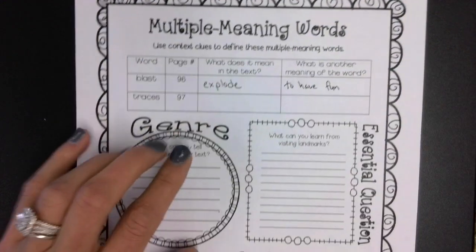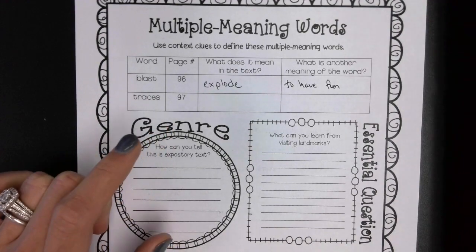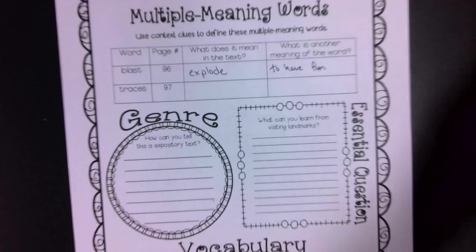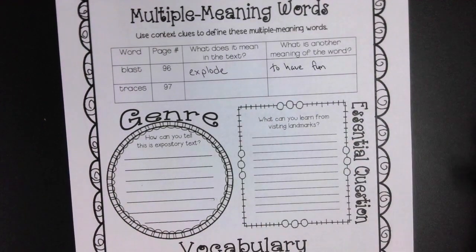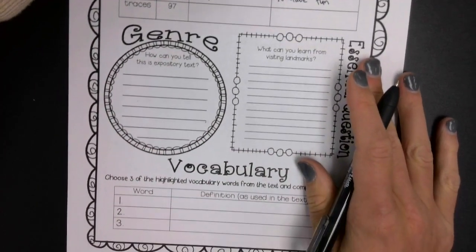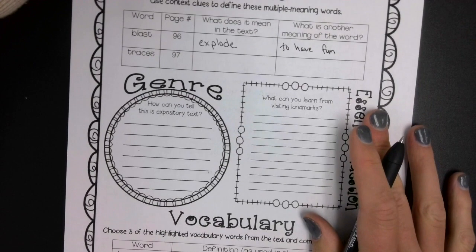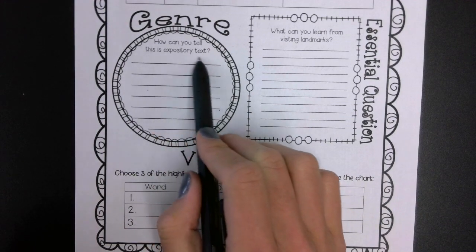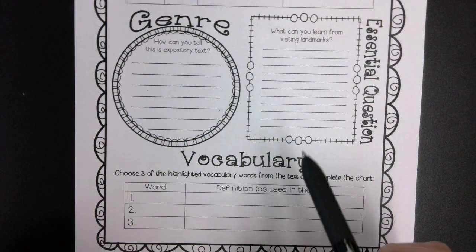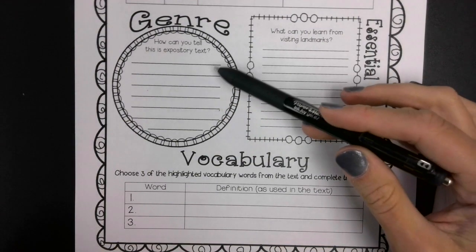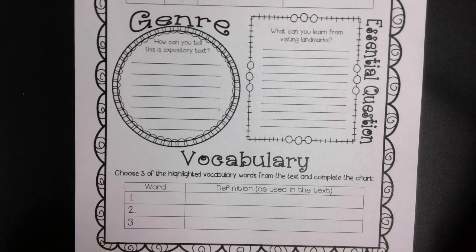All right? Do the same thing for traces. Remember traces on page 97 is right here. So they can find traces of Native American life long ago. What does that mean? And then what would be another meaning of that? What else could mean traces that's not the same meaning, it's a different meaning? When you're done with that, next you've got our genre. Our genre says, how can you tell this is an expository text? Remember, expository texts give facts and details, give information about a subject. They're true. So how can you tell what we just read was an expository text?